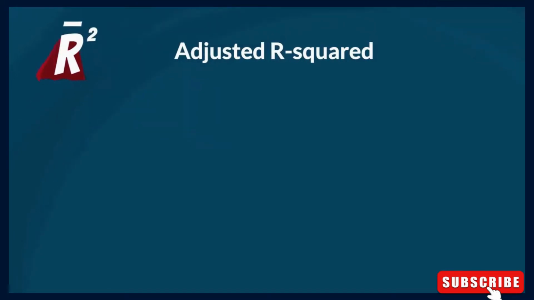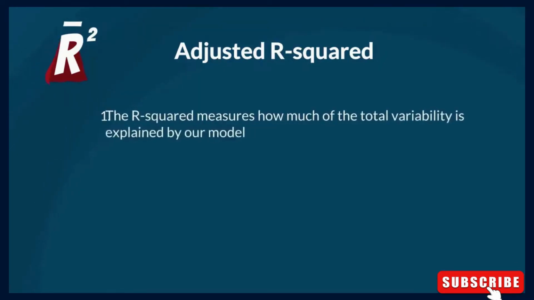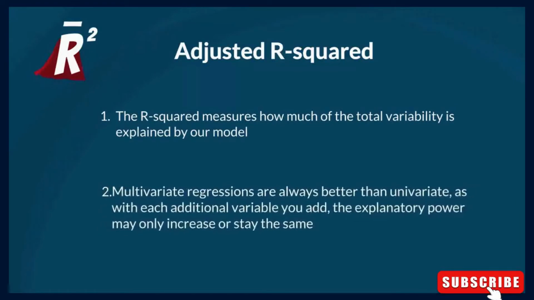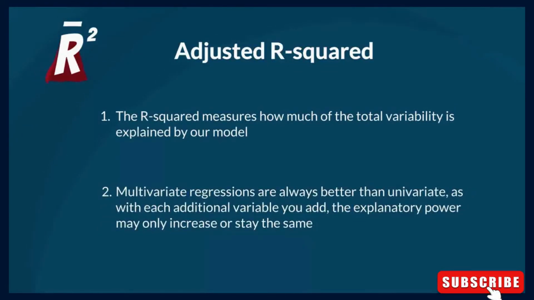So what does it adjust for? Let's consider 2 statements we saw in the previous lessons. 1. The R-squared measures how much of the total variability is explained by our model. And 2. Multivariate regressions are always better than univariate, as with each additional variable you add, the explanatory power may only increase or stay the same.